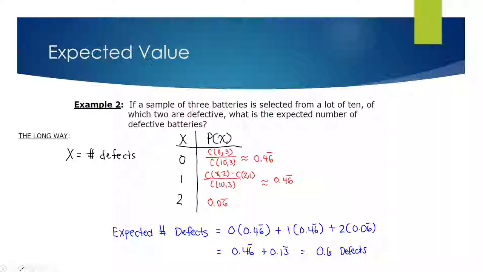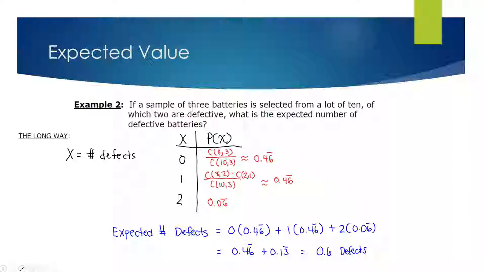So that means probably somewhere between 0 and 1, kind of starting to lean towards the 1. So I have an okay possibility of getting a defect out of 3. I'm probably not going to get 2, but most of the time, I'm going to expect probably 1. But getting 0 is not unheard of either.